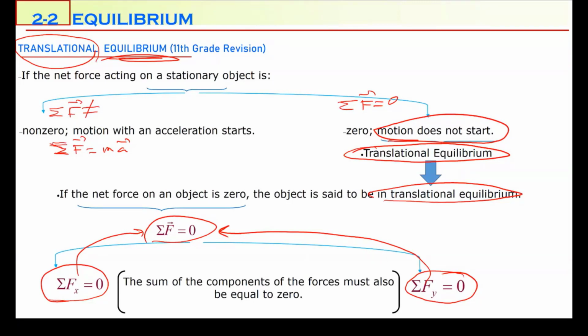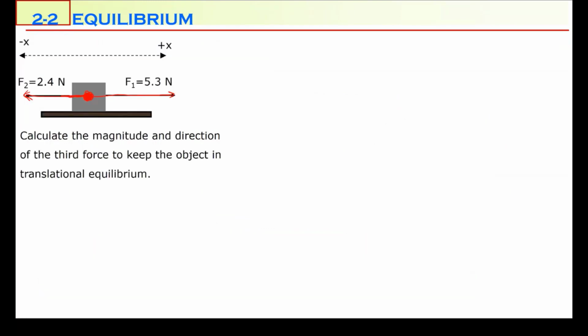So now I'm going to apply this 11th grade part with two examples. There are two forces acting on this object. F1 is acting in the positive x direction with 5.3 Newton. F2 is acting in the negative x direction with 2.4 Newton. The question is: calculate the magnitude and direction of the third force. As you see, these two forces are not equal in magnitude. That's why this object is not in equilibrium right now. But by applying a third force, we can keep this object in translational equilibrium. That is, you can make the resultant force acting on the object equal to 0.